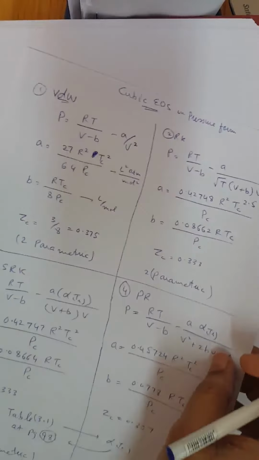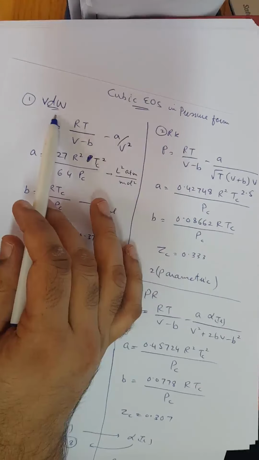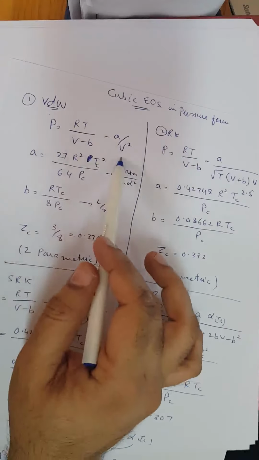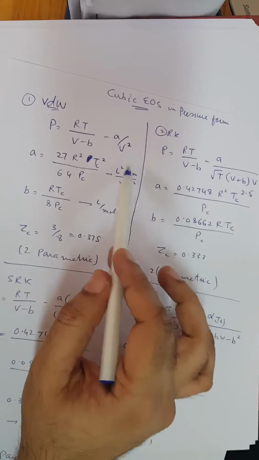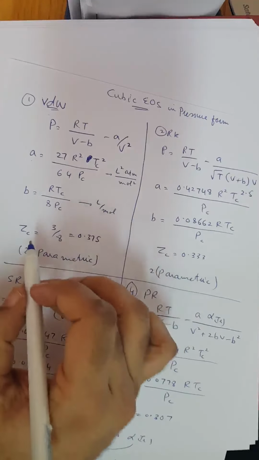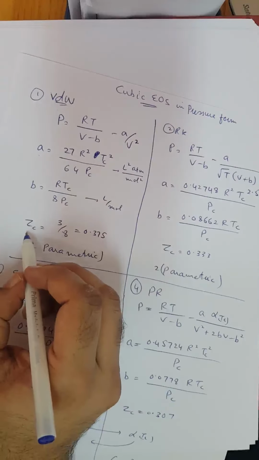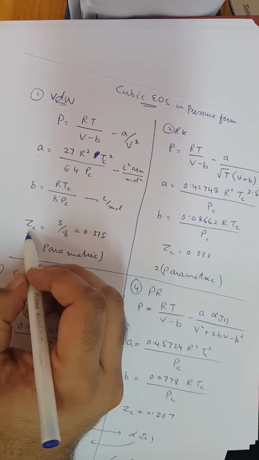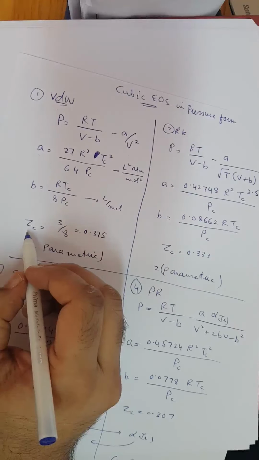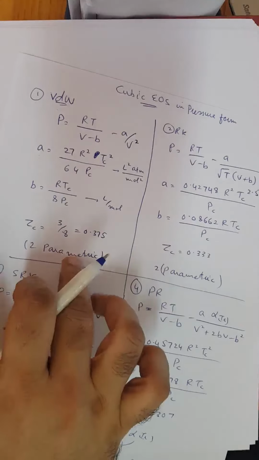So if we see here, these are the equations in terms of pressure. You can see the van der Waals equation of state. I have written where A and B, you can see the units in that form. ZC is given. This is called the compressibility factor at critical condition, and this is two-parametric.